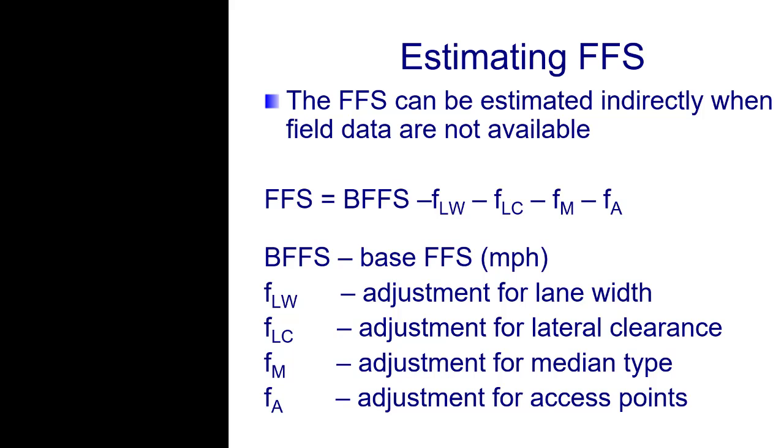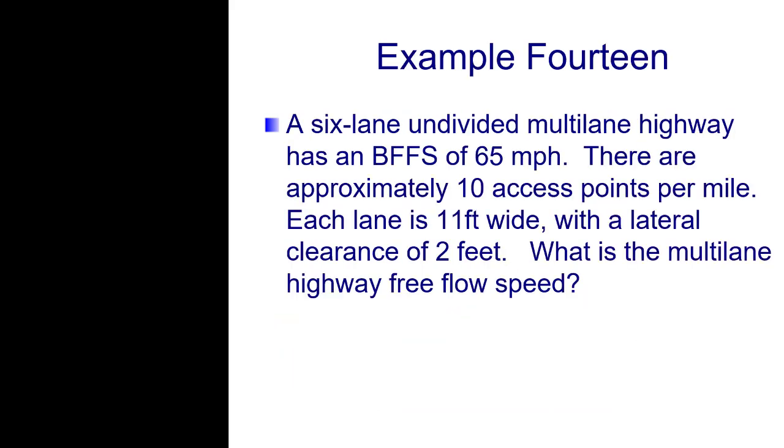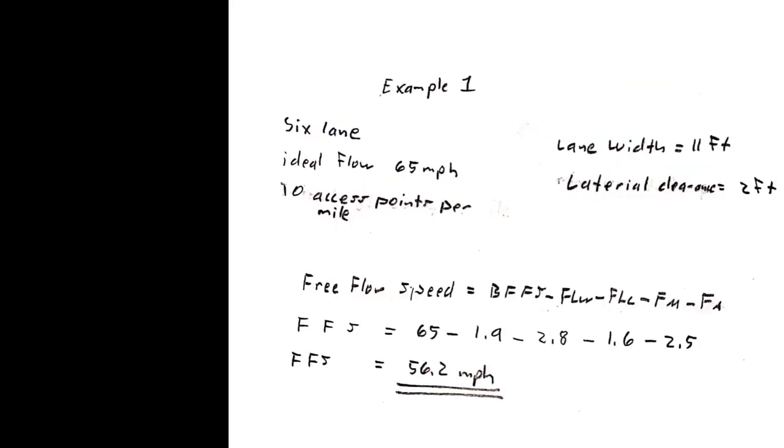The next topic that we're going to discuss is multi-lane highway capacity. Estimating free flow speed. The FFS can be estimated indirectly when field data are not available. FFS equals your base free flow speed minus your lane width adjustment, minus your lateral clearance adjustment, minus your median type adjustment, minus your adjustment for access points. A 6-lane undivided multi-lane highway has a base free flow speed of 65 miles per hour. There are approximately 10 access points per mile. Each lane is 11 feet wide with a lateral clearance of 2 feet. What is the multi-lane highway free flow speed?